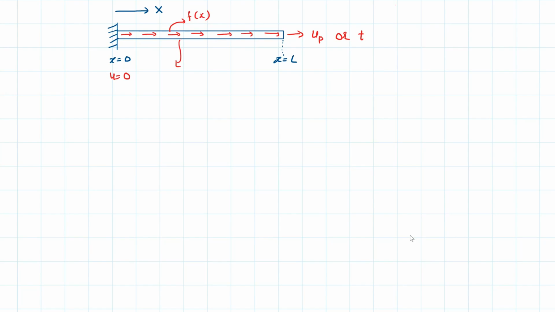Also consider that this 1D domain has a cross-sectional area A, which can be a function of x. However, in this schematic, we are assuming that the area remains constant. Okay, so this is our cross-sectional area.